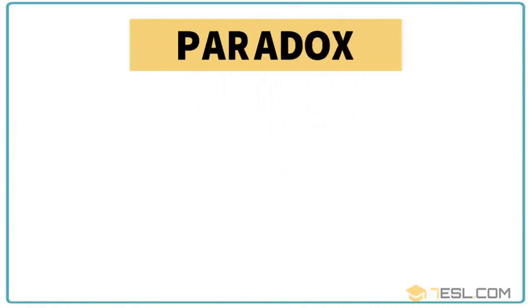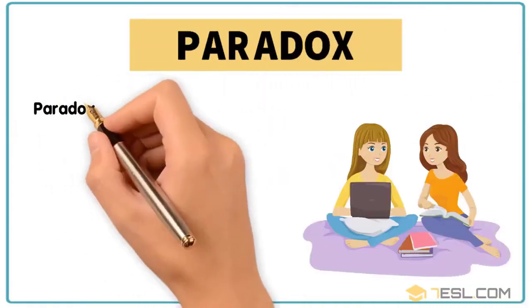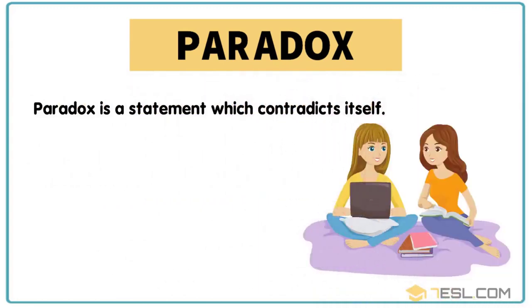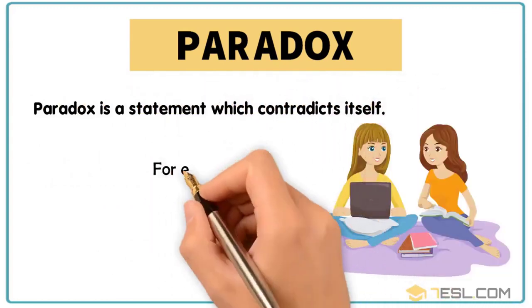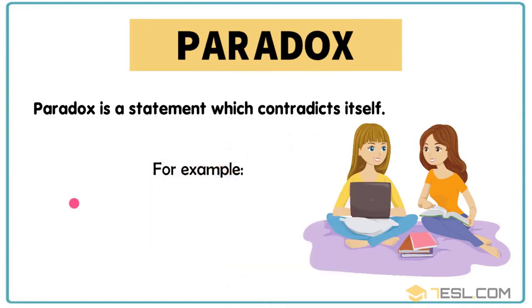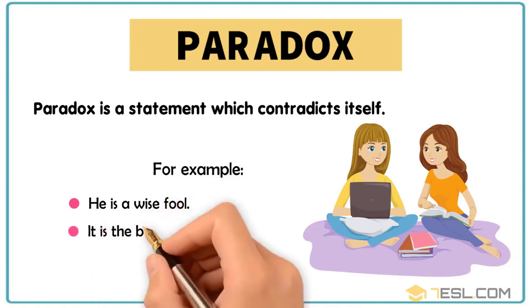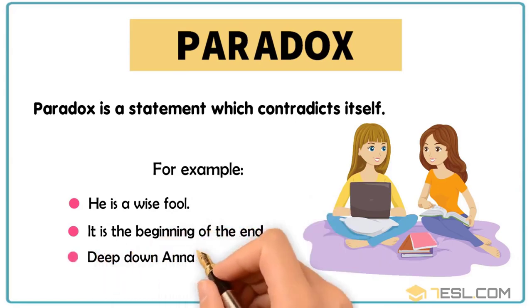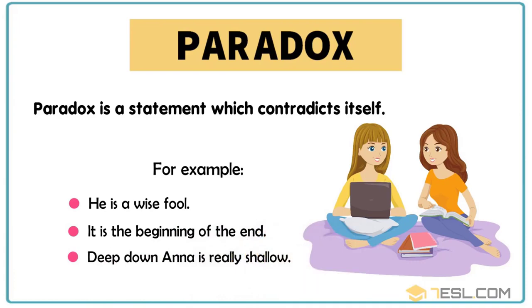Paradox. Paradox is a statement which contradicts itself. For example, he is a wise fool. It is the beginning of the end. Deep down, Anna is really shallow.